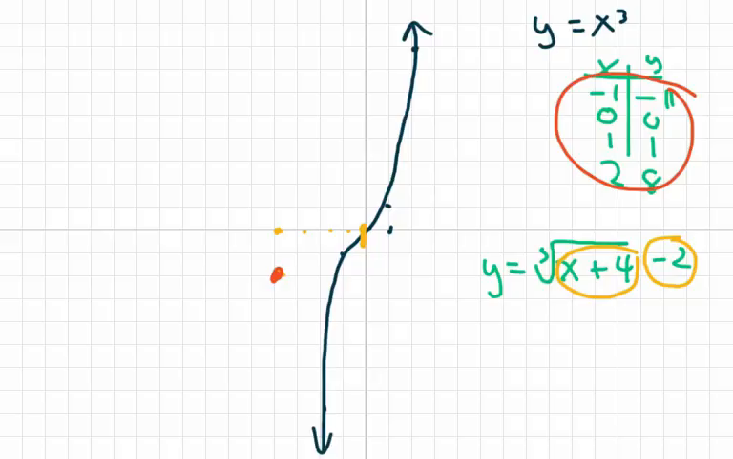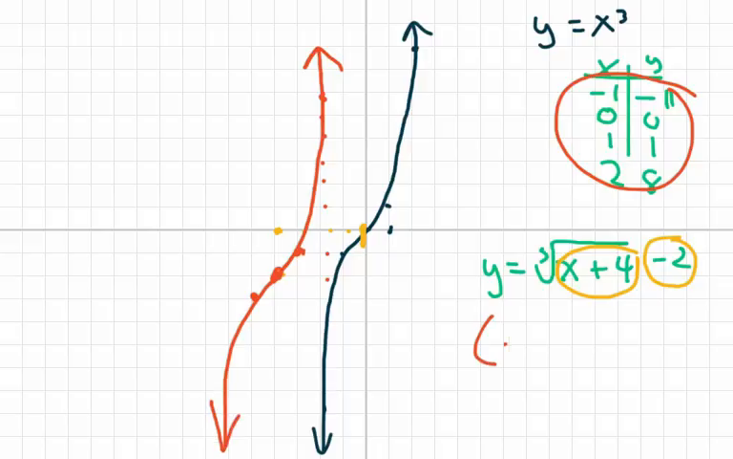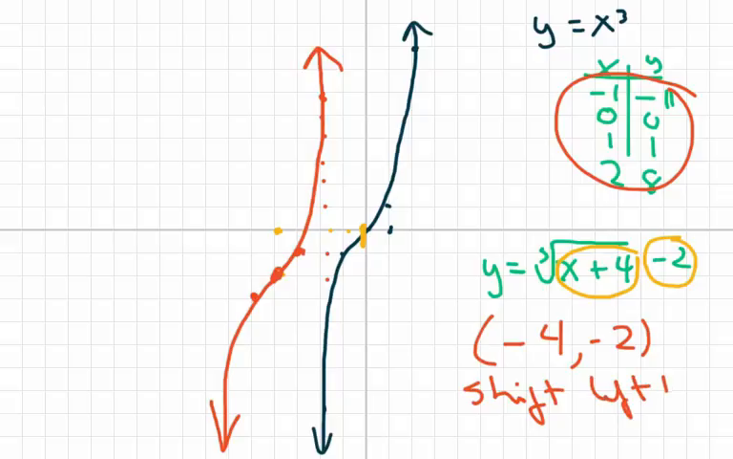And then from there, I can just use my table. So if this is my new center, I'm going to have my 1s go here. From 2, it's going to go to 8. So we're going to go 1, 2, 3, 4, 5, 6, 7, 8. And then you can go down here to 8. So I'm just going to sketch it here. Okay? So the vertex, or the center now, is -4, -2. That's a shift left by 4 and a shift down by 2.